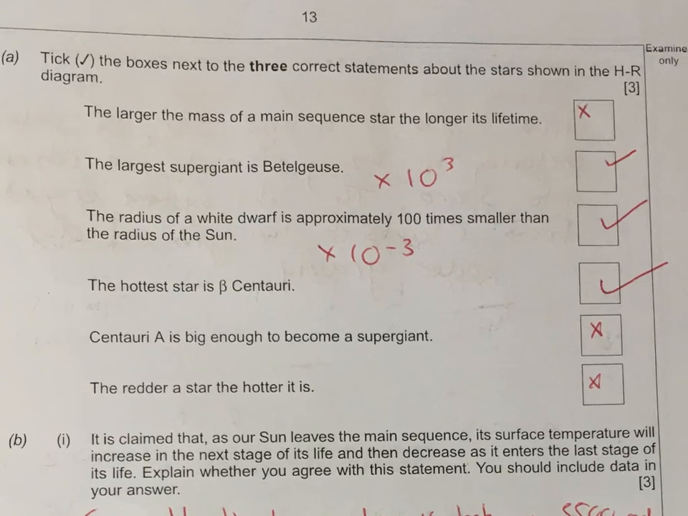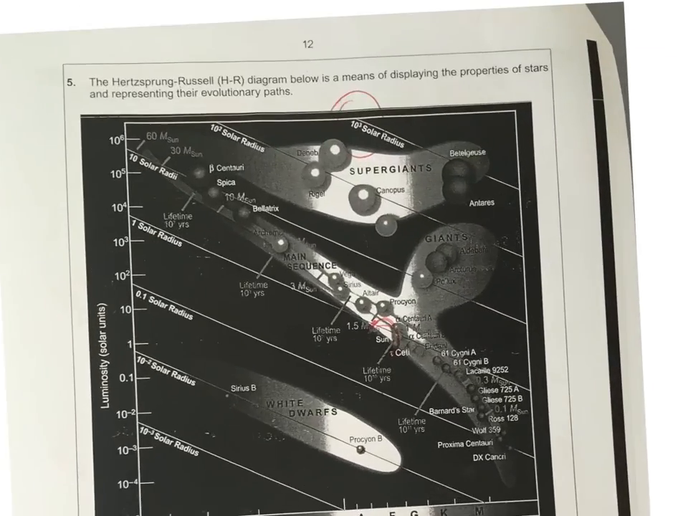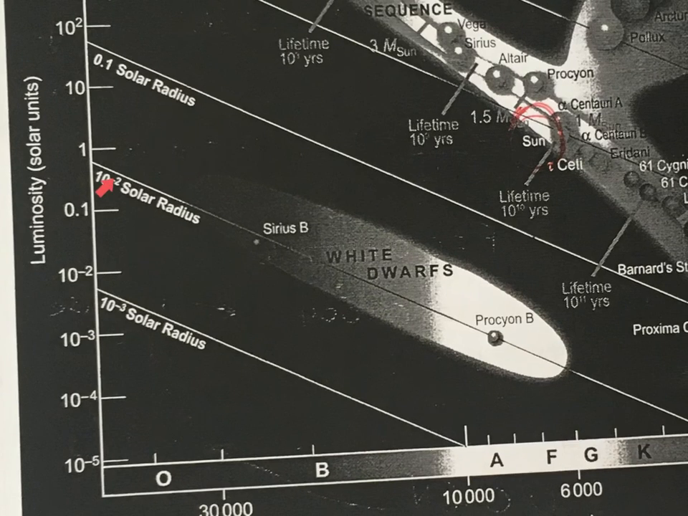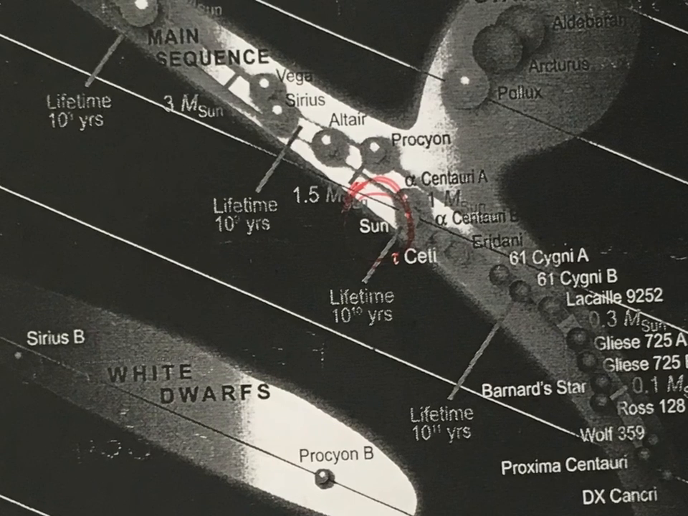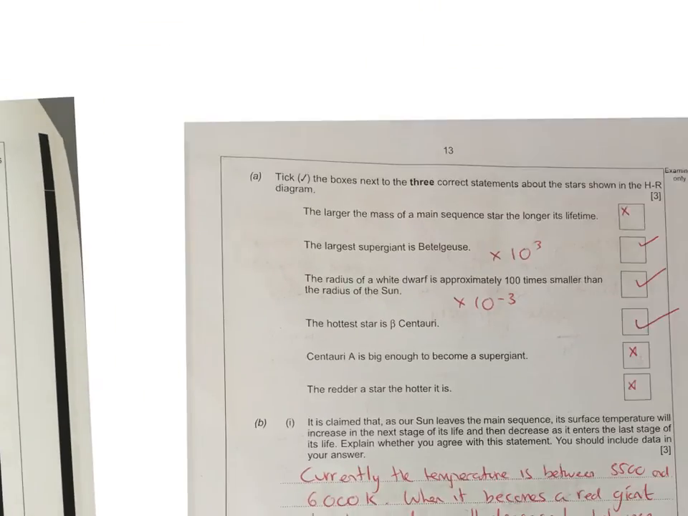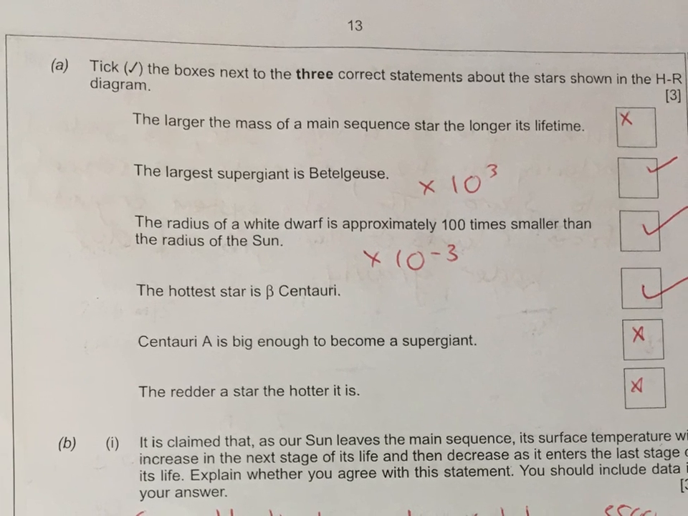The radius of a white dwarf is approximately 100 times smaller than the radius of the sun. Well, the radius of a white dwarf is going to be 10 to the minus 2 there. And it looks like we're going to need our sun. There's our sun, look. And our sun falls on the line that says 1 solar radius. So 10 to the minus 2, that's 2 zeros, isn't it? So that's 100 times smaller, 10 to the minus 2.